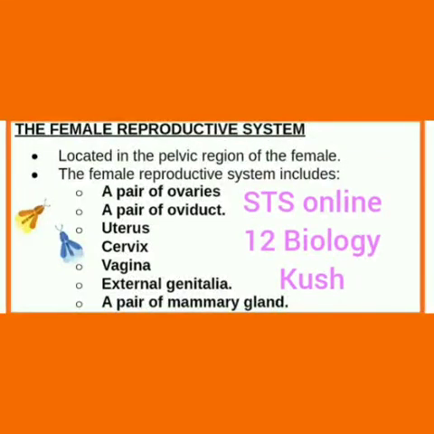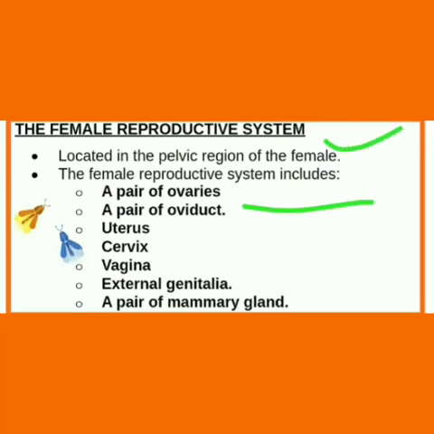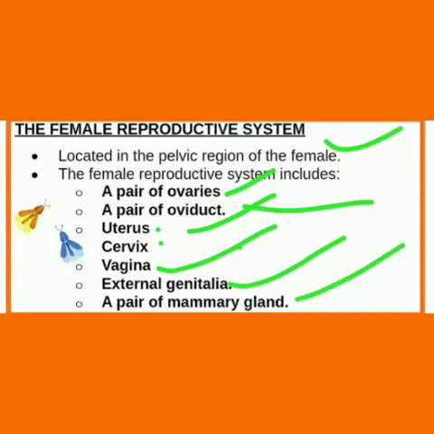We are live now. Today we learn class 12th biology, the topic female reproductive system. Here, the female reproductive system is located in the pelvic region of the female. The female reproductive system includes a pair of ovaries, a pair of oviducts, uterus, cervix, vagina, external genitalia, and a pair of mammary glands.